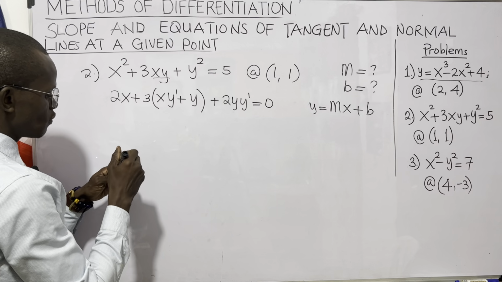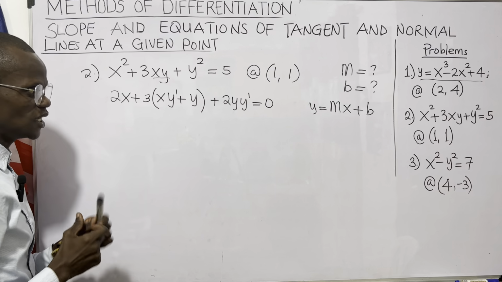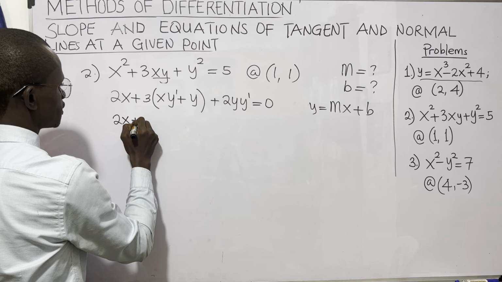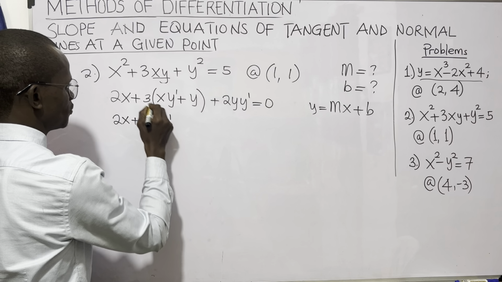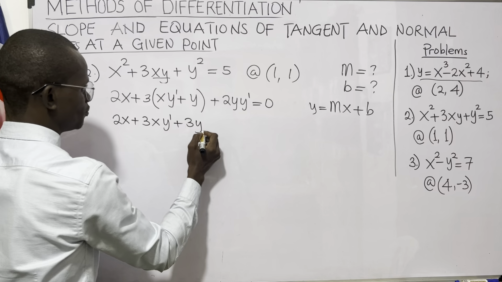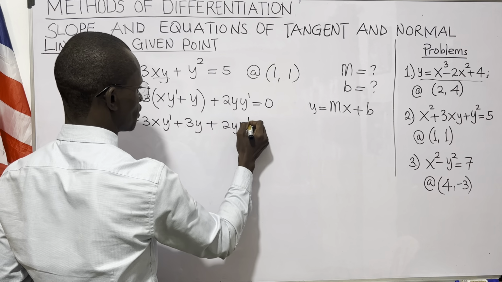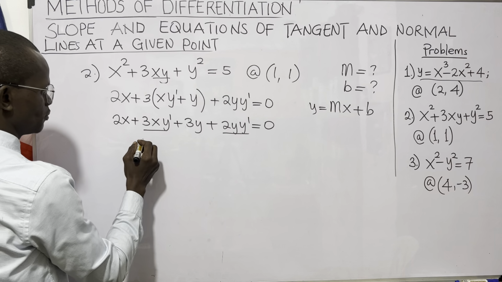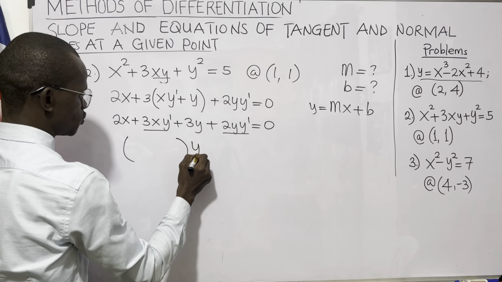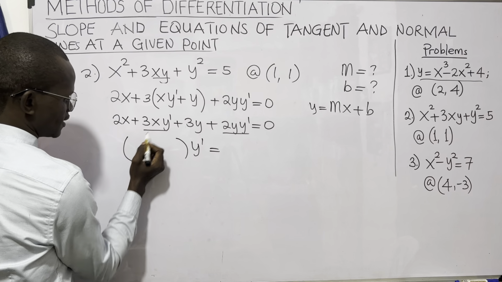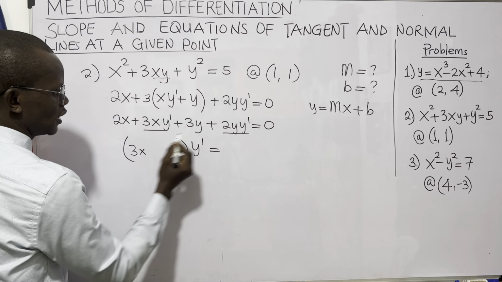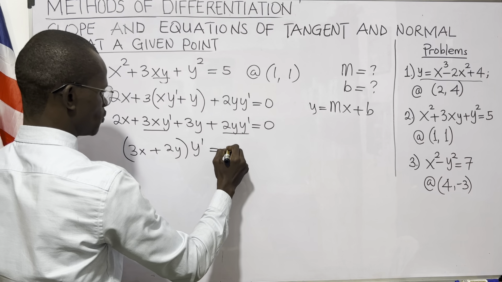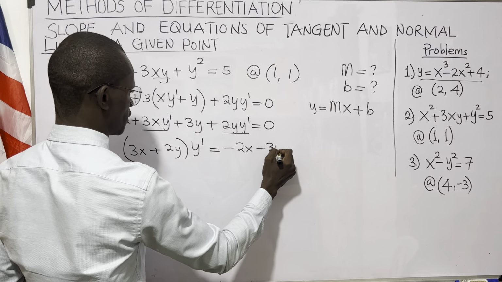So we can group all of the terms of y prime on one side of the equation so that we'll be able to solve for y prime. So we have 2x plus 3x y prime, plus 3 times y, 3y, plus 2y y prime equals 0. So these are the two terms with y prime. We group them. So this is y prime times (3x + 2y). The other terms, we send across the equal sign. We have minus 2x minus 3y.